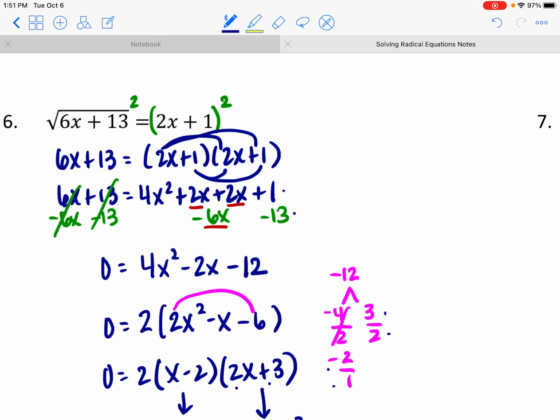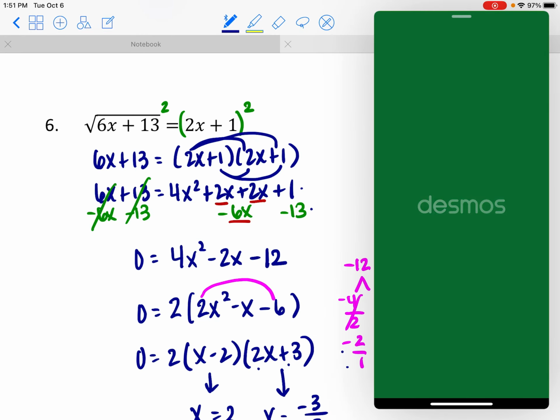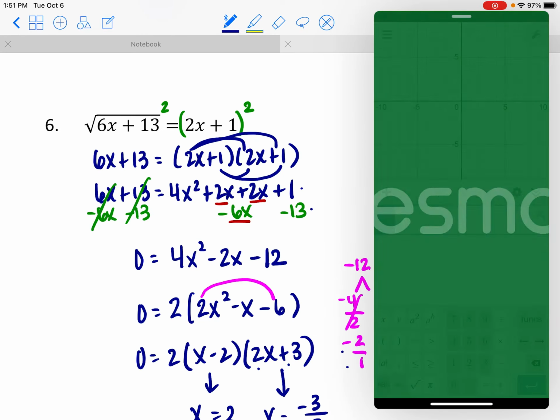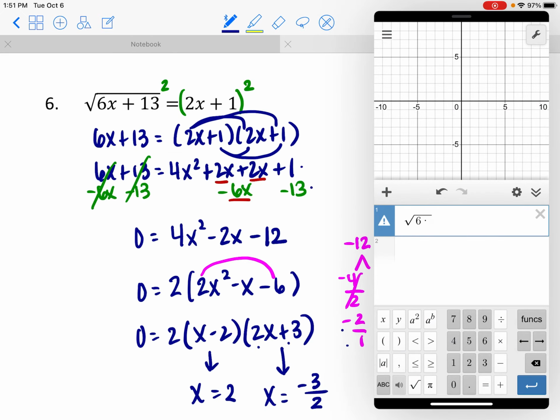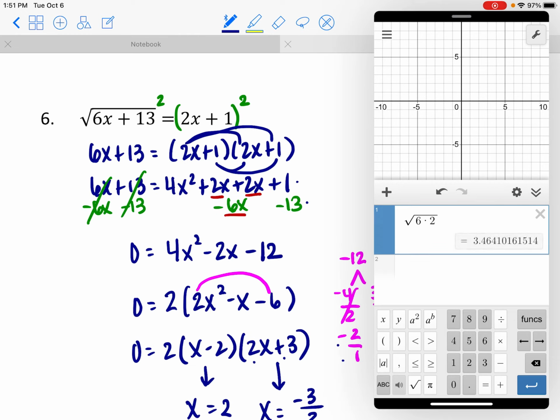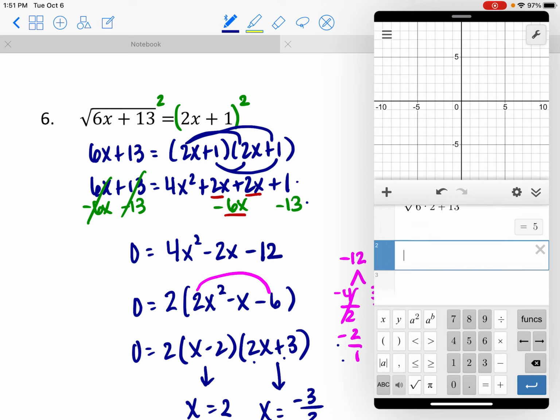So we're going to do this with the calculator. Haven't done one with the calculator yet. So I'm going to put in my square root of 6 times, what was the first solution? 2. 6 times 2, and then plus 13. That plus 13 needs to be in the radical. Okay, so we get 5 on that side, and then we got 2 times 2 plus 1 which is 5 on the other side.